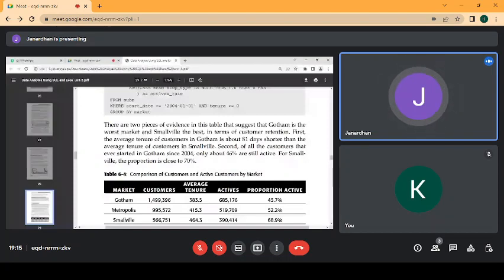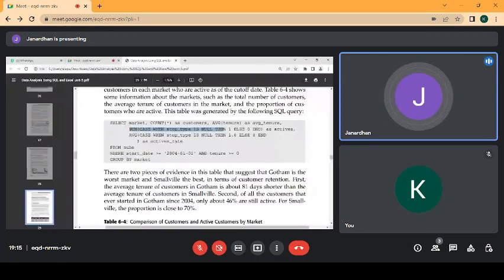Look at this query: select market, count(*) as customers, average tenure as average_tenure, sum(case when stop_type is null then 1 else 0 end) as actives, average(case when stop_type is null then 1.0 else 0 end) as active_rate from subs where start_date is greater than this much, group by market.